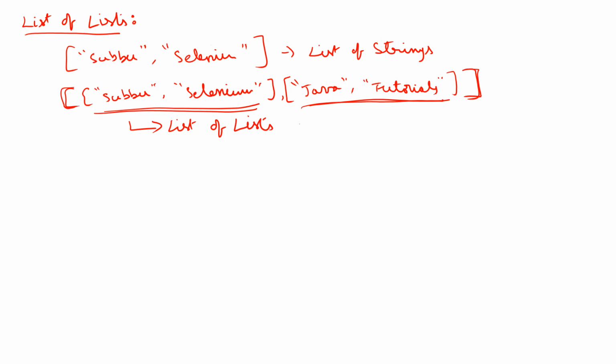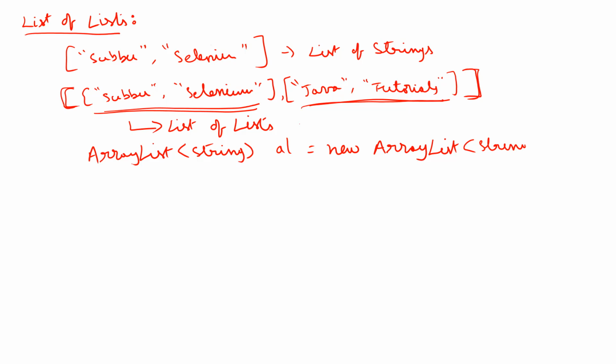So how do we create a list of lists? Normally we create a single list like this. Let's say I want to create an ArrayList of strings. So I'll say ArrayList of String, and give a name to this one, like AL equals new ArrayList of String and then brackets.